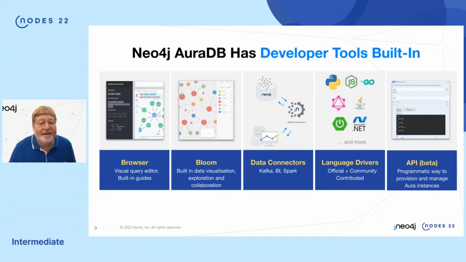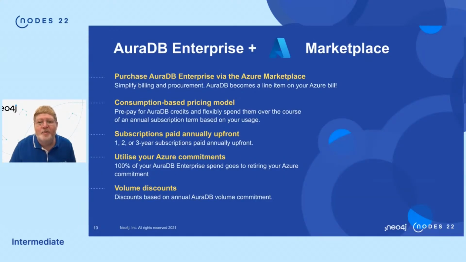So I know what you're all thinking. This looks amazing. Where can I get me one of those sweet Aura Enterprise on Microsoft Azure deals? Well, it'll be no surprise to hear at EAP, you'll be able to purchase via a private offer in the Azure Marketplace. We offer a consumption-based pricing model where you can prepay for your AuraDB credits and have flexibility to spend those across the duration of your annual subscription.